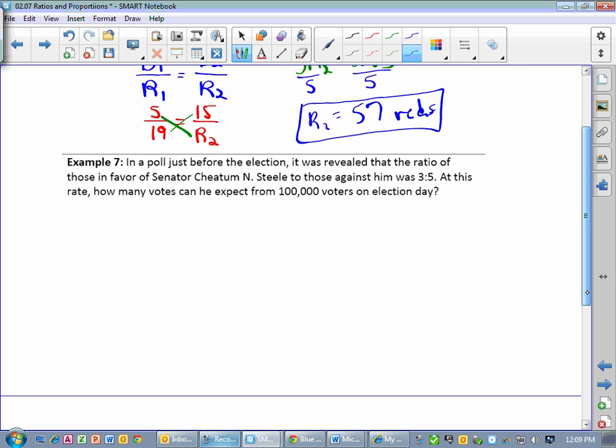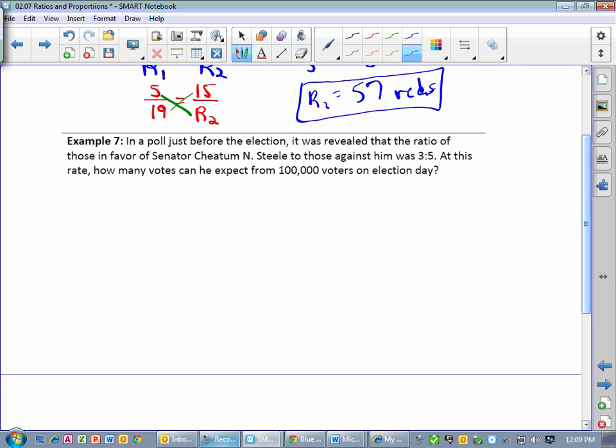Okay. Last example. In a poll just before the election, it was revealed that the ratio of those in favor of Senator Cheatham and Steele to those against him was 3 to 5. At this rate, how many votes can he expect from 100,000 voters on election day? So first off, we're told a ratio, right? The ratio, so that's a big hint, right? That we're to set up some kind of a ratio of those in favor to those against is 3 to 5.